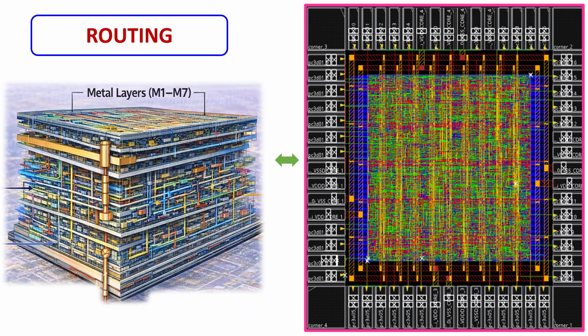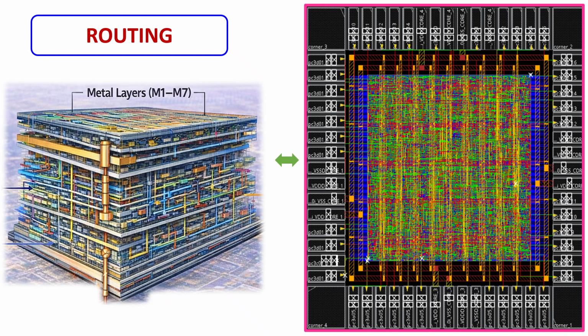What does this routing connect? This routing connects standard cells, flip-flops, macros, IO pins, clock networks, and power networks. Millions of nets must be routed properly, and this is done using this routing. In this routing, we have global routing and detailed routing.